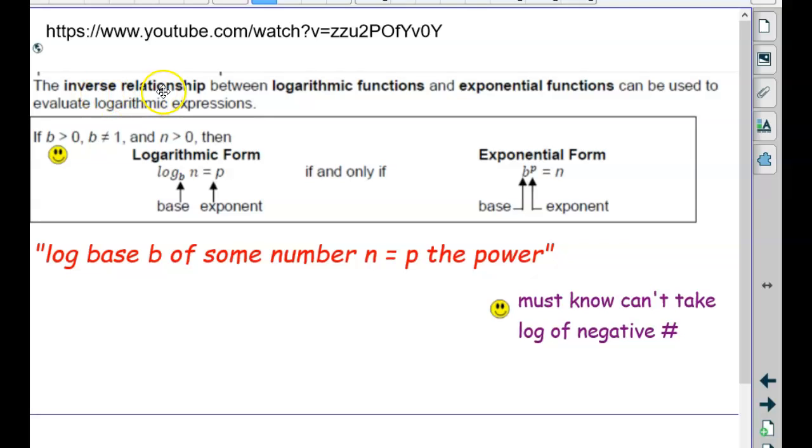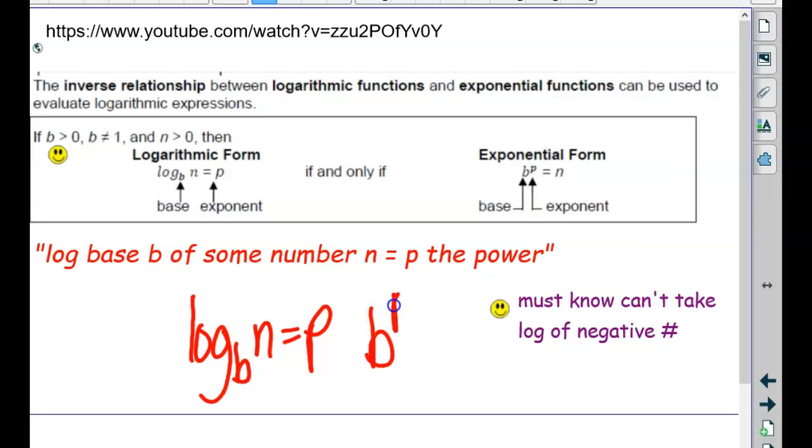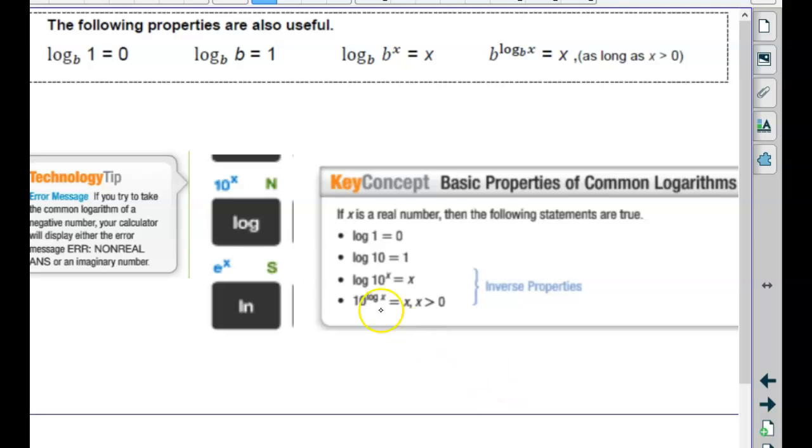All right, so the inverse relationships between logarithms and exponentials can be used to evaluate logs. So here's what it said in the video. It said log base b of some number n equals p, the power. I like those letters because it helps us remember where they go, okay? Log base b of some number equals the power means b to the p equals n. Everybody, you're going to be able to do that because that's most of the lesson right there, going back and forth between those two, okay? That you got to memorize.